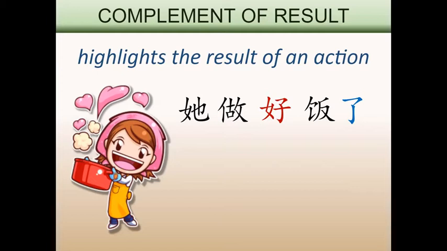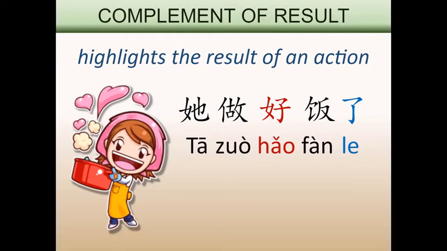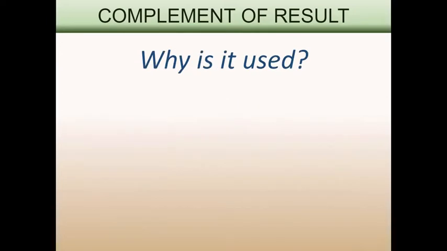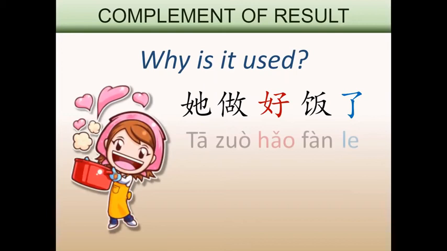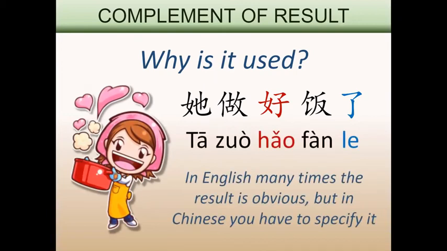Okay, for example, here we have this simple sentence, 他做好饭了. The thing here is that he has finished and he has satisfactorily finished this action. Okay, not just finished, but she did it right. 他做好饭了. The purpose here, okay, in English or in Spanish, many times the result is obvious, but in Chinese, you have to specify it. This is the important thing about the complement of result.